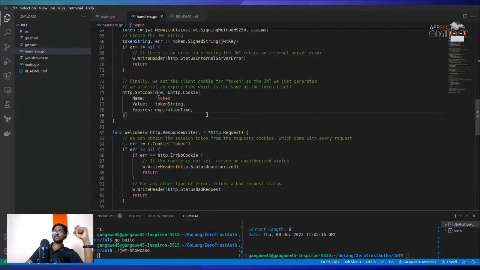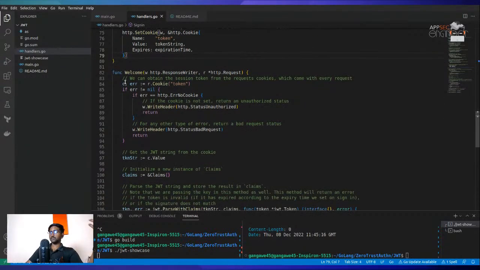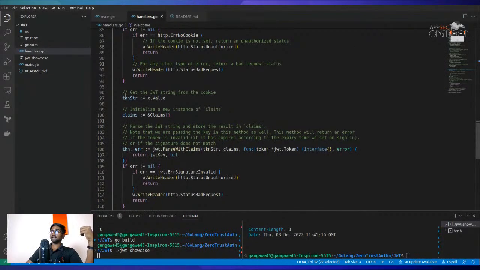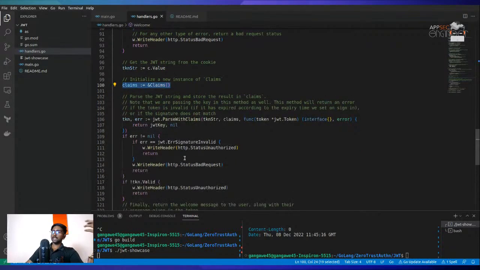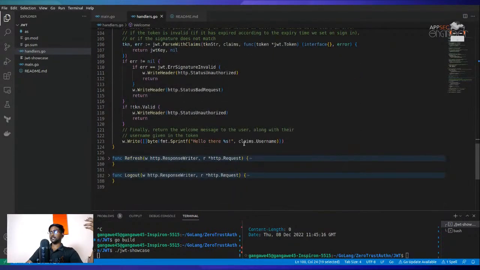And as long as your client brings back this cookie containing this information, you're going to allow them to access the web page further. So this welcome page, as you can see here, is going to expect a token, that's a cookie called token. And as long as it contains the JWT string that we expected and it has the claims that we expect it to contain, then we're going to allow it to finally say, yes, hello there, Mr. So and so. So let's just run this really quickly.